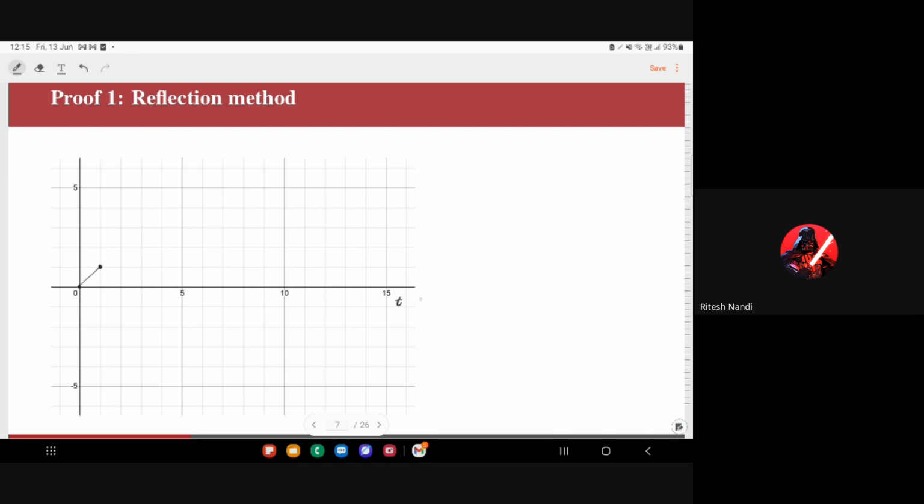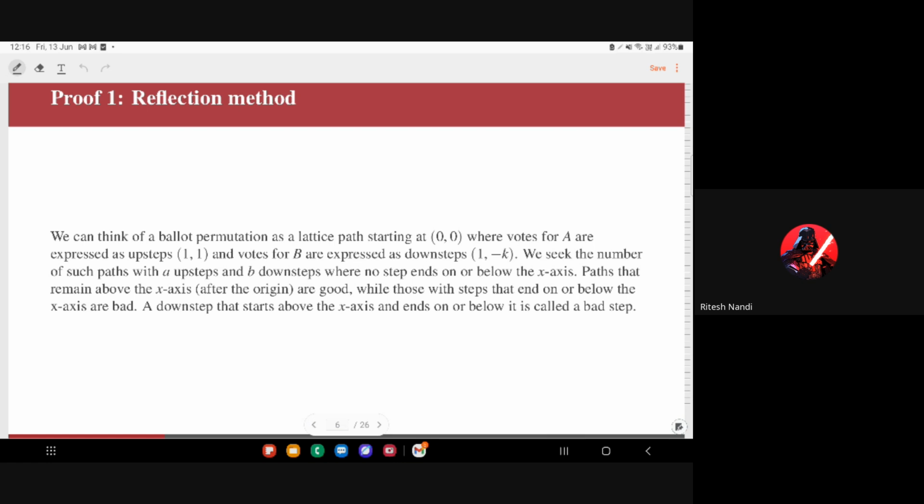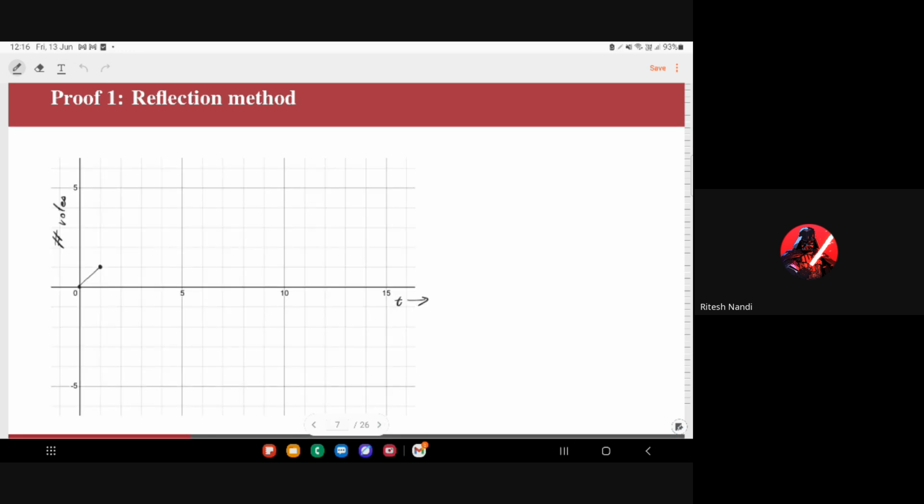This is time and the number of votes. And if there's a vote for B, then we take this down step (1, -k). If k is, suppose, again, a good illustration would be 3, because it keeps things in between -5 and 5. So if there's a vote for B, then we go down here.